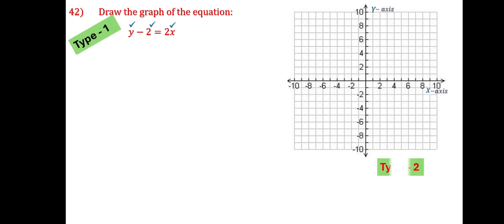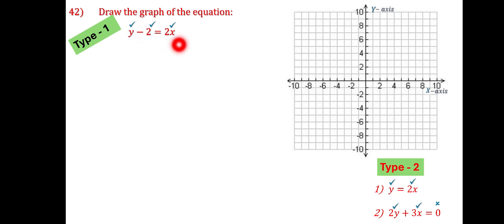Whereas in type 2, you will find only two terms, an x term and a y term, where you will not find a constant term. Similarly, you can have it like this also. You will have an x term, a y term, and 0 is not a constant. Consider 0 is not a constant. So this is also a type 2 question. Come to our question type 1.